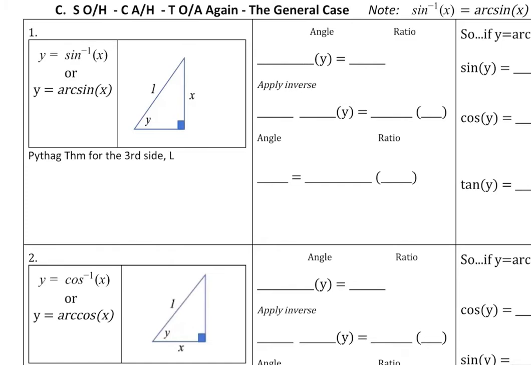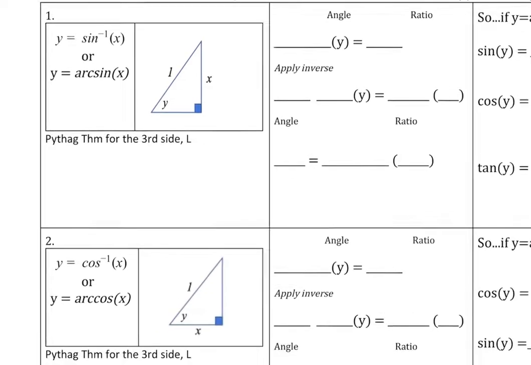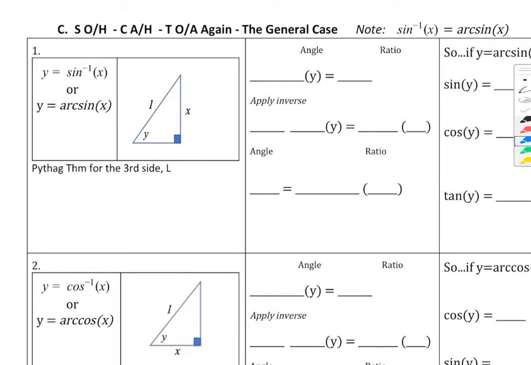So here we go. What we're going to work with is this first triangle, number 1. Sorry, folks. What we want to do is take a look at this triangle. First thing we're going to do is notation.